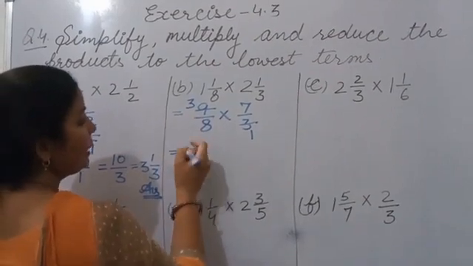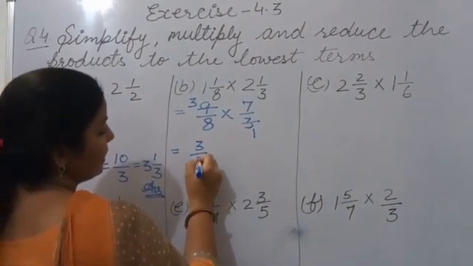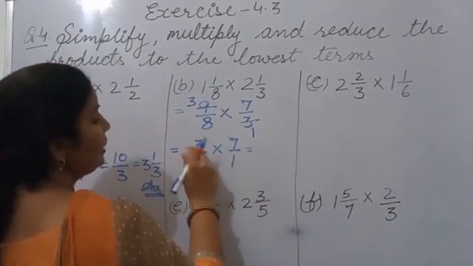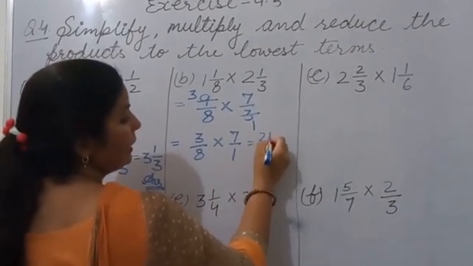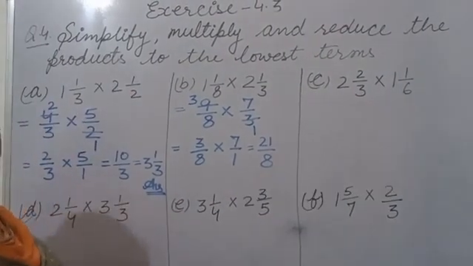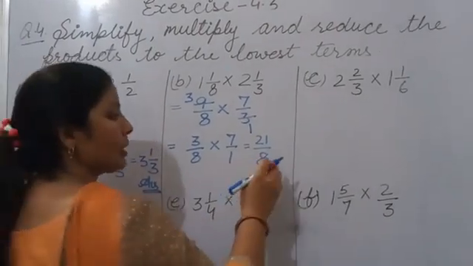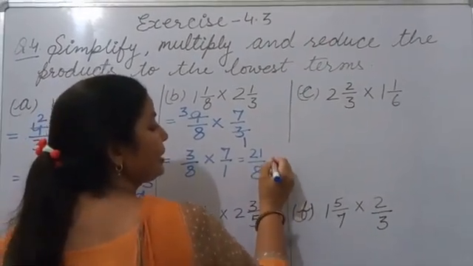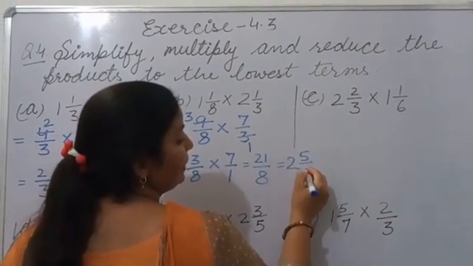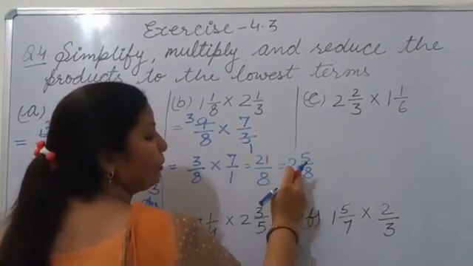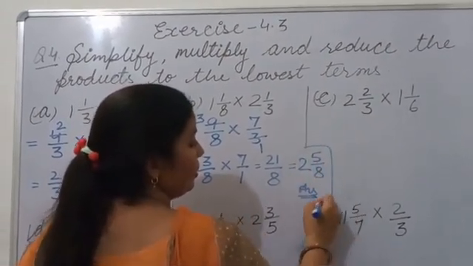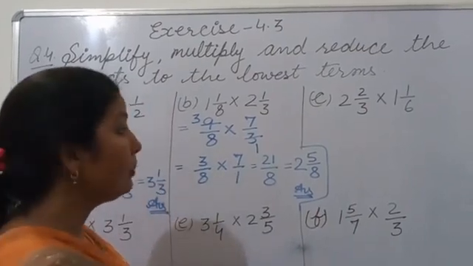Now what is left from here? 3 upon 8 and 7 upon 1. Now numerator by numerator multiply. 3 7s are 21 and 8 ones are 8. Now it is an improper fraction again, so we change it into mixed. 8 ones are 8, 8 2s are 16. When 21 is divided by 8, you will get 2 whole 5 upon 8. That's your answer. So like this you will do B part.